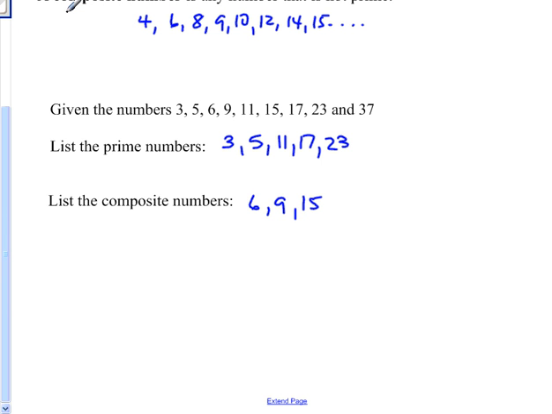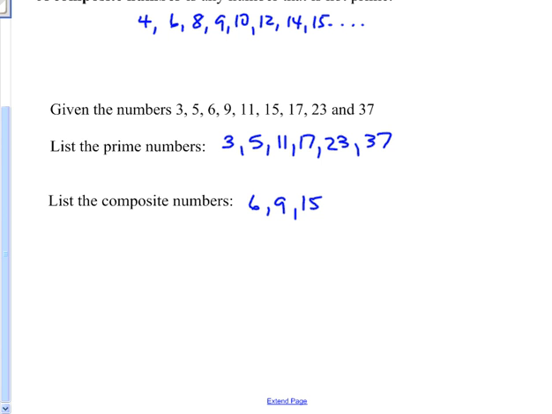Okay, let's continue with 37. 37 is one of those bigger numbers. If I add 3 and 7 together, that's 10. That's not divisible by 3. It's not divisible by 2. It's not divisible by 5. And again, if we were to keep searching, we'd find out it's not divisible by anything other than itself and 1. So 37 is also prime.